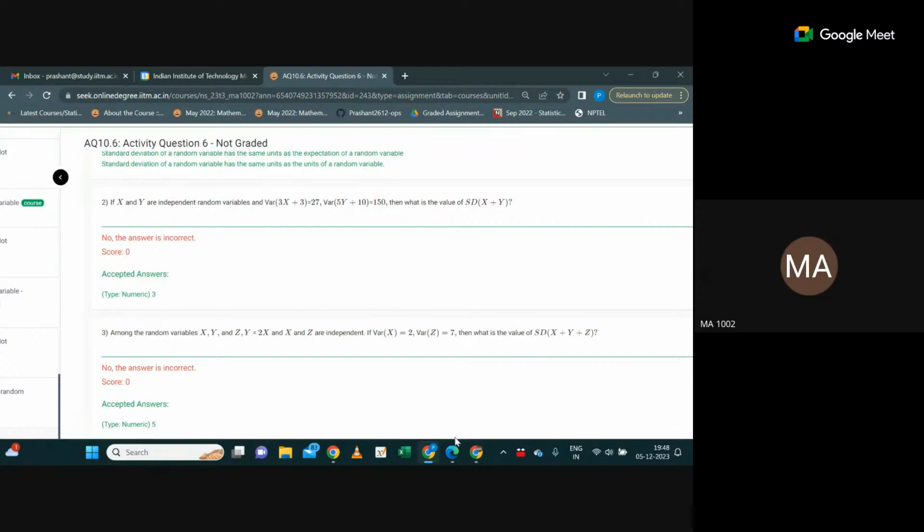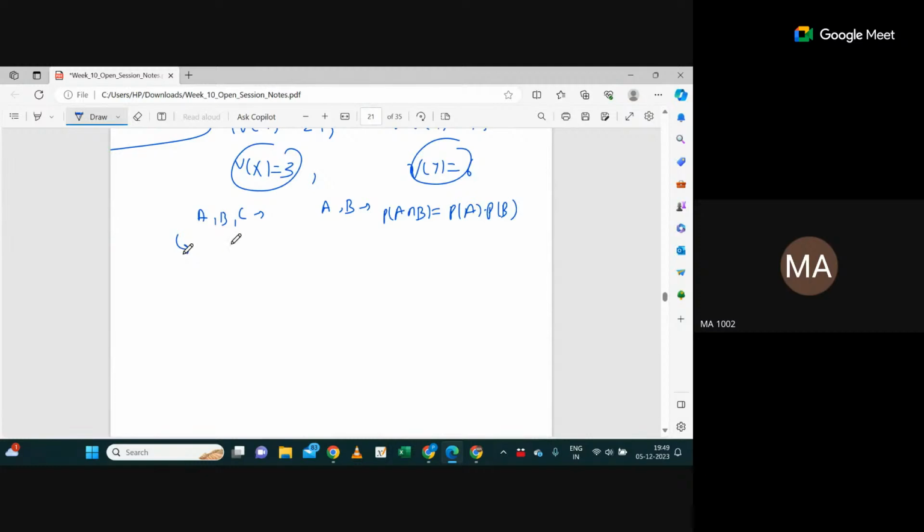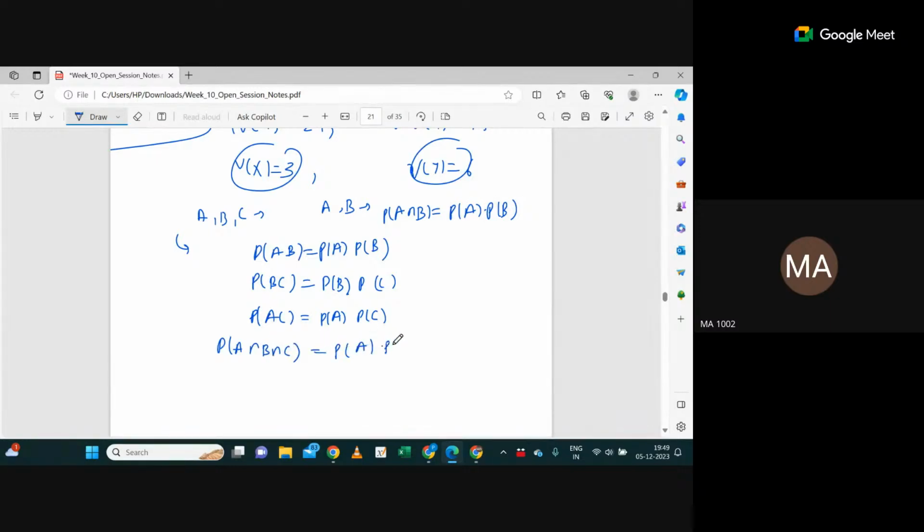Have you learned that concept? If there are two events A and B, they are independent when the probability of their intersection is the same as probability of A times probability of B. If there are three events, all three must be jointly independent. Only then can you say these three events are independent. I'm talking in terms of probability. So these three conditions should be satisfied if all three events are independent.